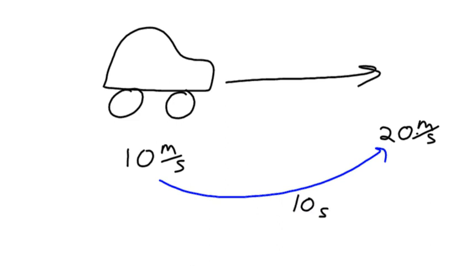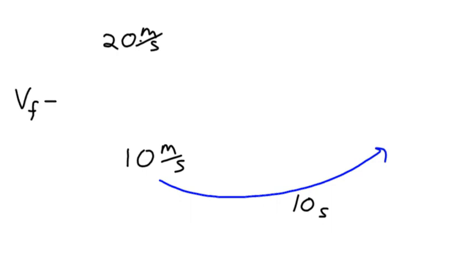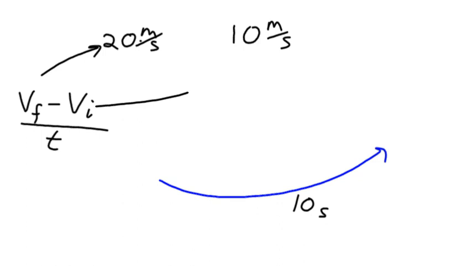What does that mean for our formula? What we're going to do is take the 20 meters per second and put it over here as our final velocity, because remember the formula, VF minus VI divided by T. So we have our final velocity, which is 20 meters per second, and we have our initial velocity, which was 10 meters per second. My initial velocity subtracted from my final velocity, and then we're going to take that and divide it by the amount of time, which was 10 seconds.